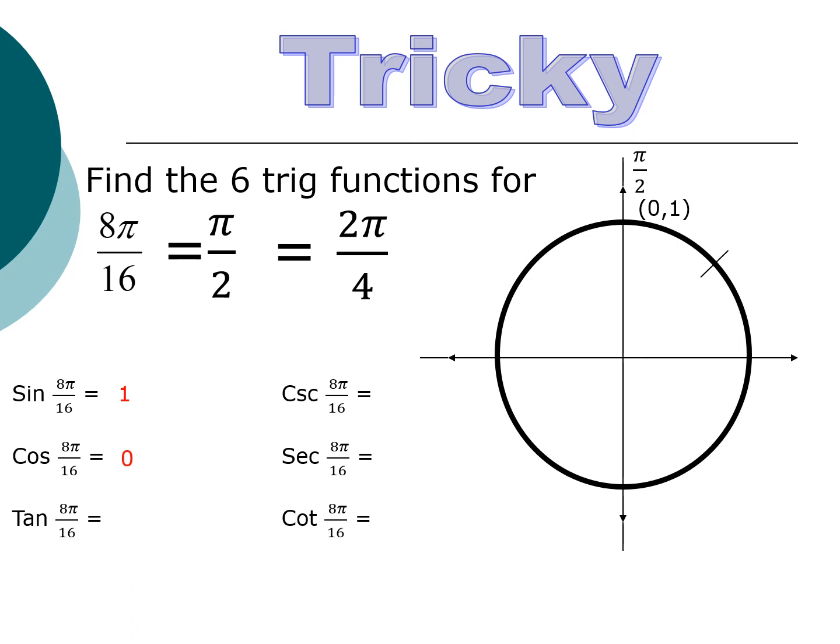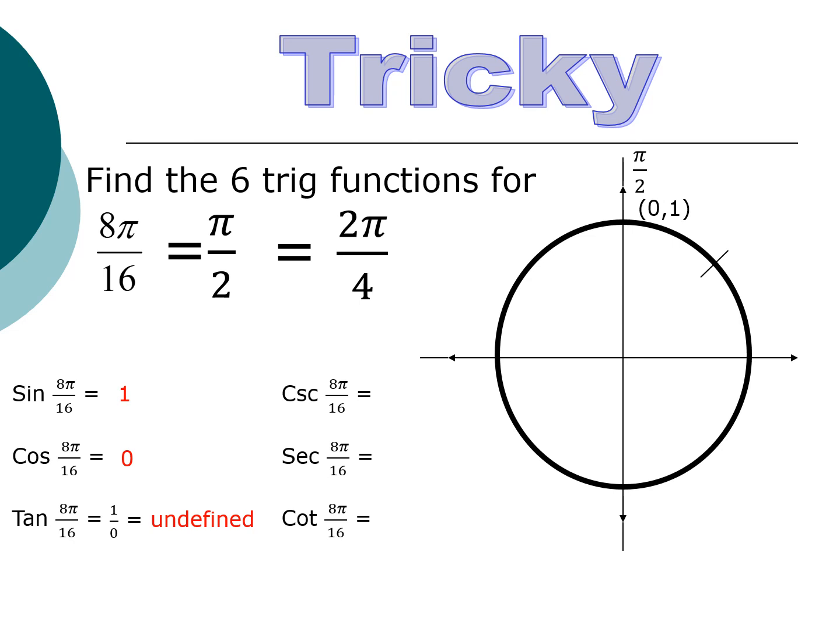In this case, 0. And tangent is the opposite over adjacent, but in this case, it's going to be the y value over the x value. 1 over 0, which we all know is undefined. Alright, let's do the last 3 trig functions.